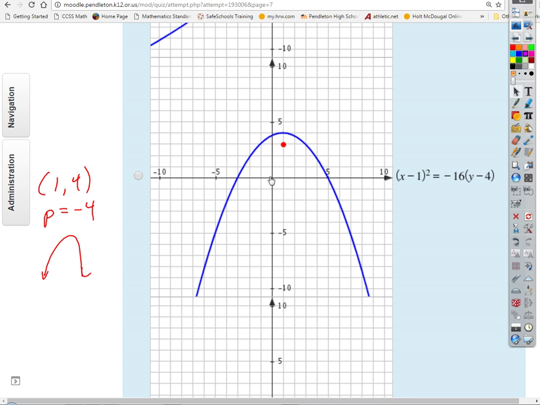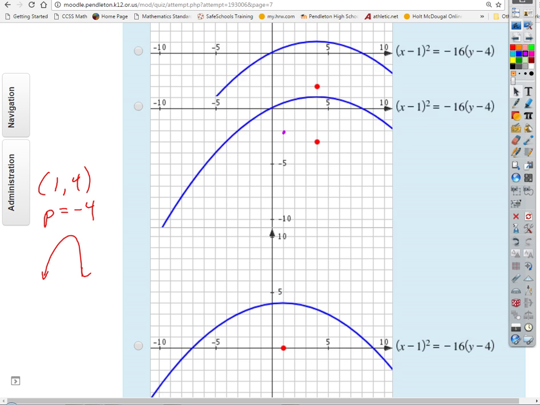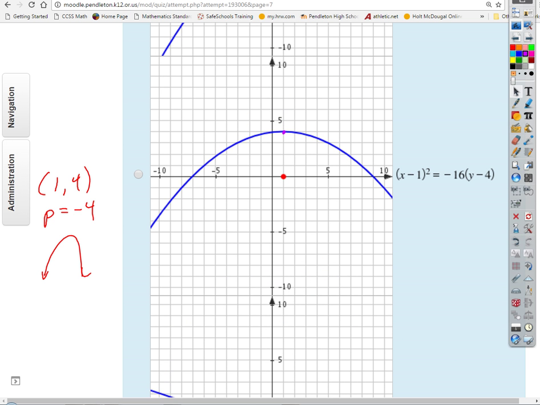Okay, now this one's wrong, how come? Over 1 up 4 opens down, but what's wrong? P's the wrong value, isn't it? P needs to be negative 4. This value of P right here is only negative 1, right? So we got to keep going. No. Okay, that looks better right there, doesn't it? Over 1 up 4 is our vertex, and sure enough, P is negative 4. So that's the winner. Okay? Make sense?